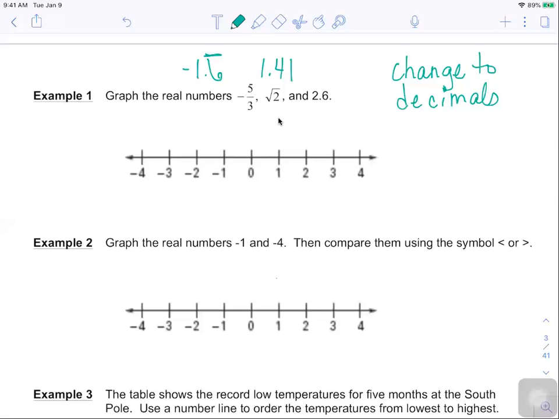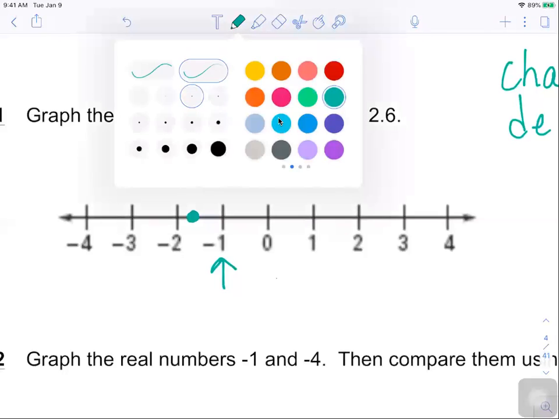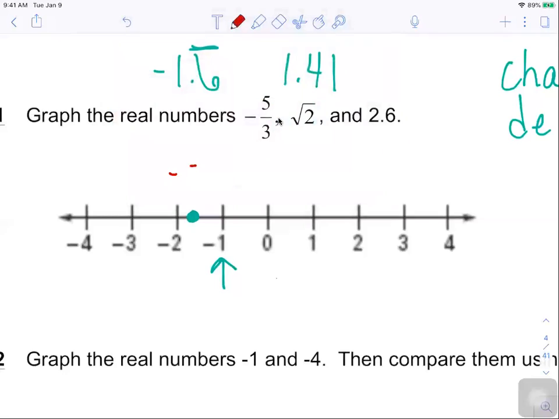Now we're going to take those numbers and graph them on the number line. So the first number is -1.6. Right here is -1. But I have to go past -1 because it's -1.6. So I'm going to approximate. So we're doing a little bit of approximation. I'm going to zoom in, put a point on the number line in between -1 and -2 because -1.6 is in between those. And then above it, I'm going to write the actual number, -5/3, because that number really represents -5/3.